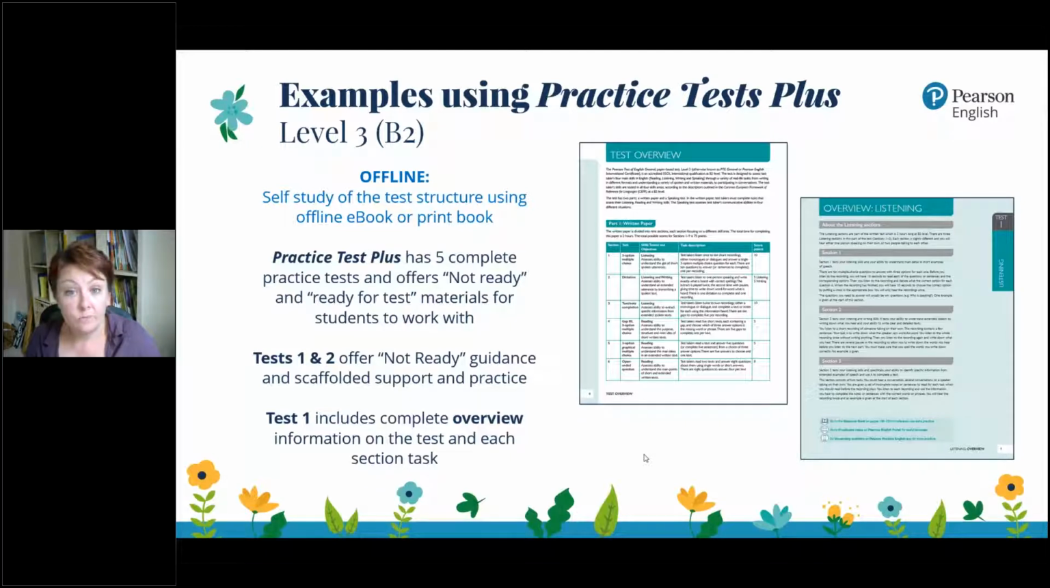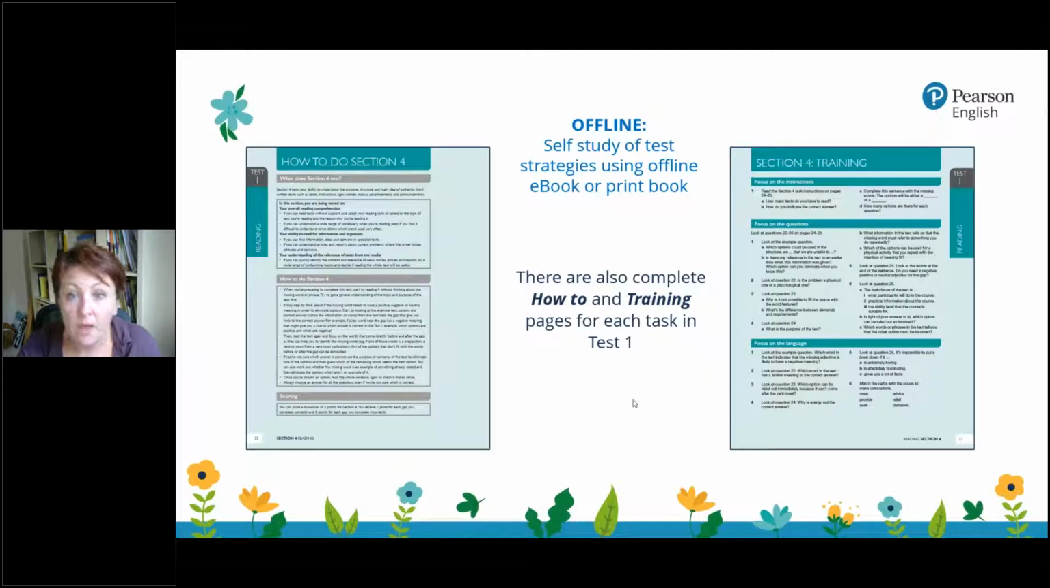So you have in test 1 and test 2 a lot more extra activities and a lot more information around each part of the test to help your students work through it. And in test 1, as you can see here, you have complete overviews to every part of the test. So in test 1, you have these things which are how to do section, and you have a training section. The how to do section gives you a complete overview of what comes in that section of the test, what's being tested, what can you do to do well at it.